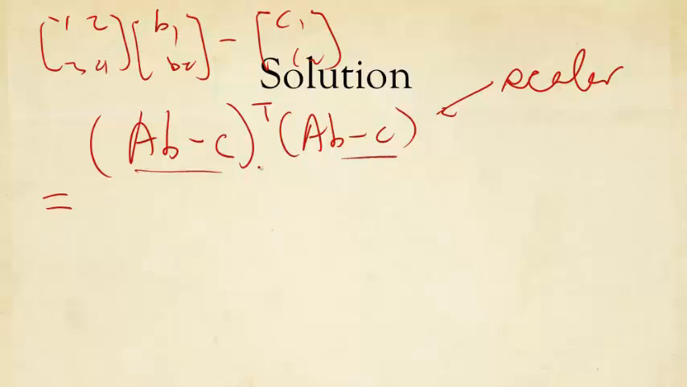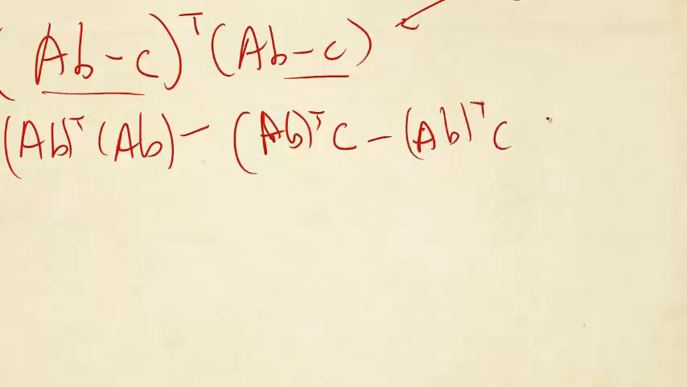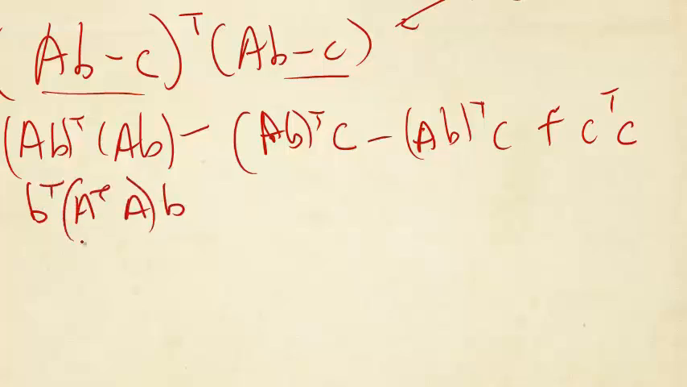It's almost similar to our scalar operation. This will be AB transpose times AB, minus AB transpose C, minus another AB transpose C, and plus C transpose C. And this can in turn be written simply, by the transpose rule, as B transpose A transpose AB minus 2 times B transpose C plus C transpose C.